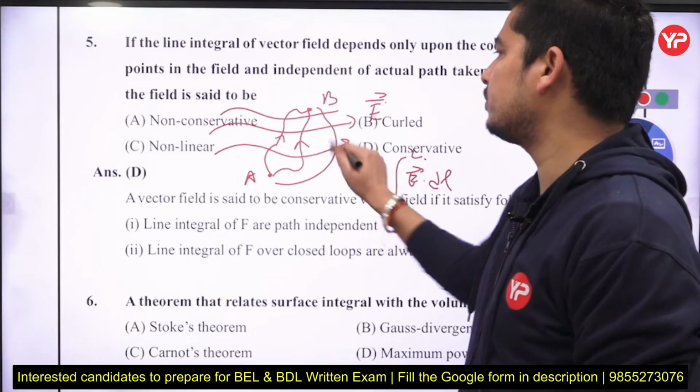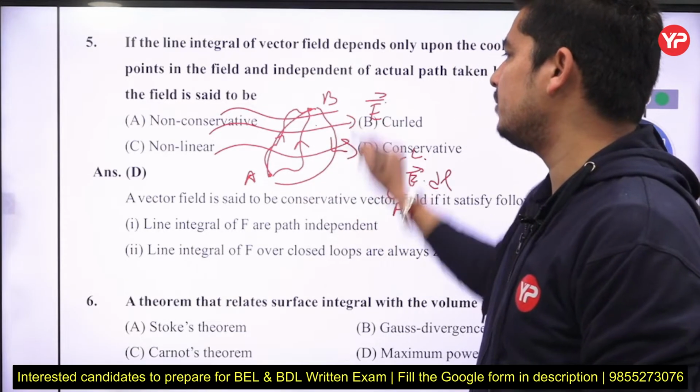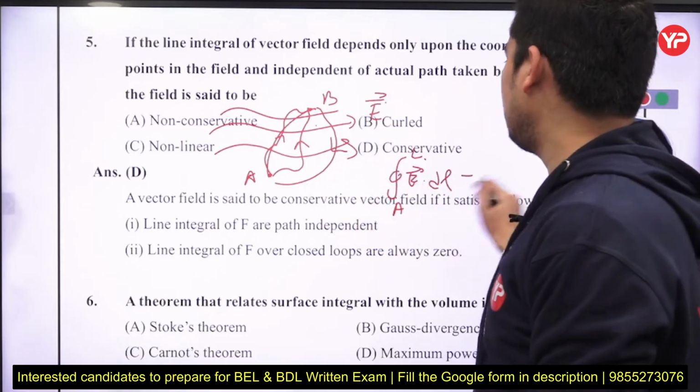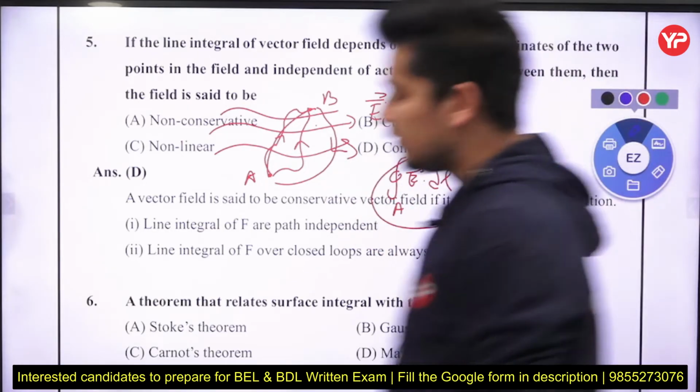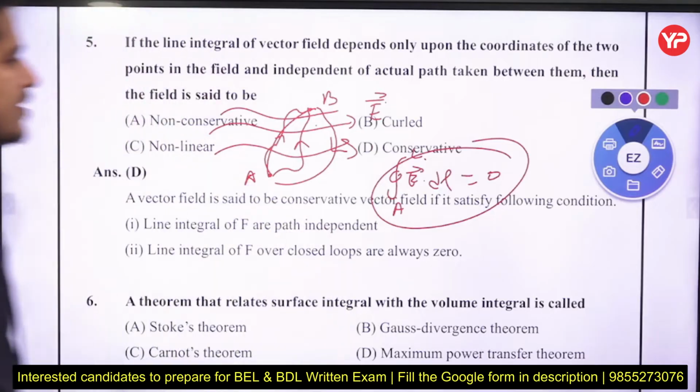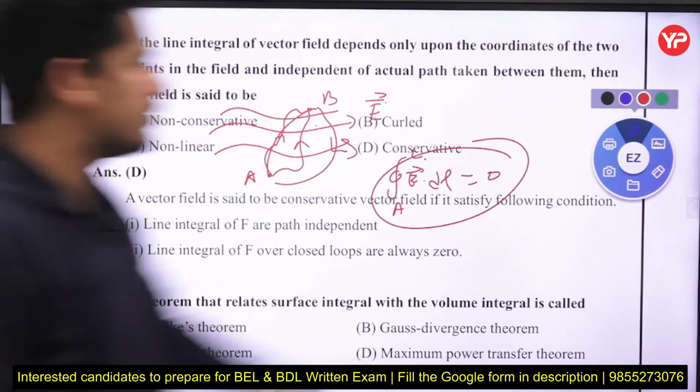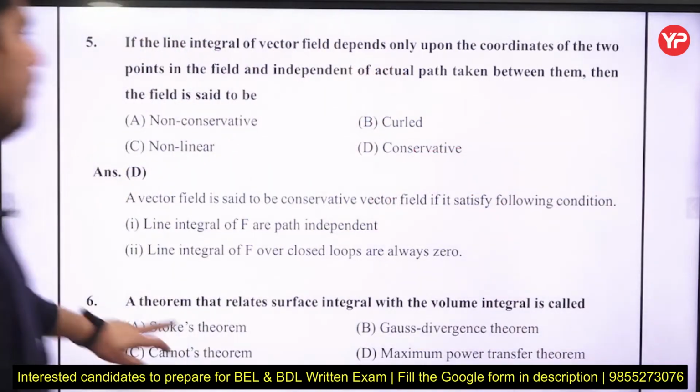If you make a closed path here, you go from A to B, then B to A, then this closed line integral for a conservative vector becomes 0. That is the main thing. So what will be the answer? That the vector is conservative in nature. Answer will be D.